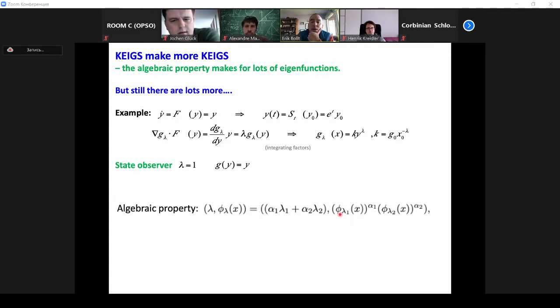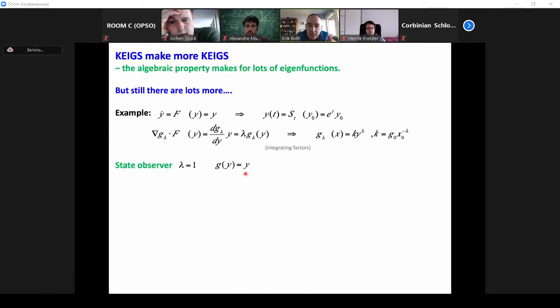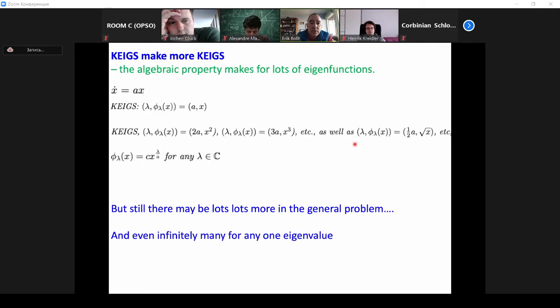So anyway, this is now the background that I needed. You have this nice algebraic property, and you might think that all these extra eigenfunctions come from just that algebraic property, and that is in some sense true for 1D. But in 2D, the story becomes a bit more interesting.